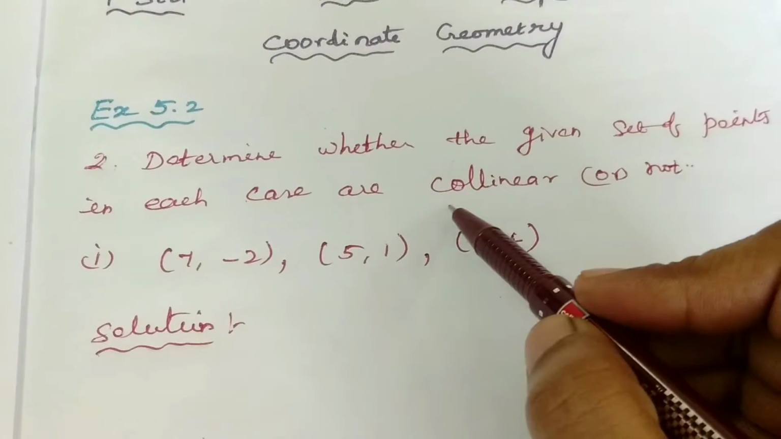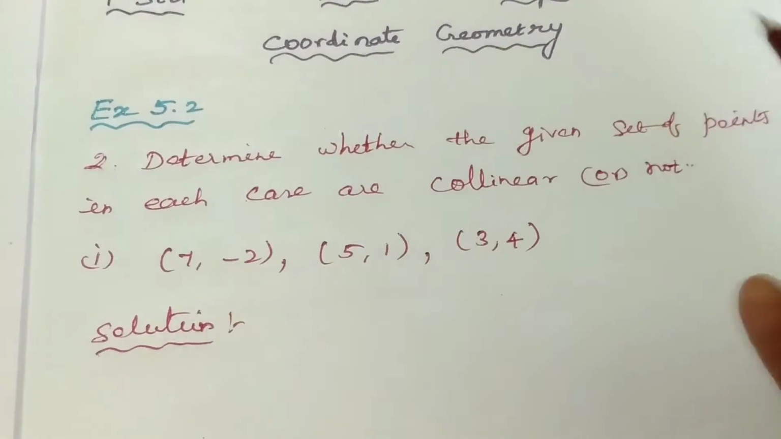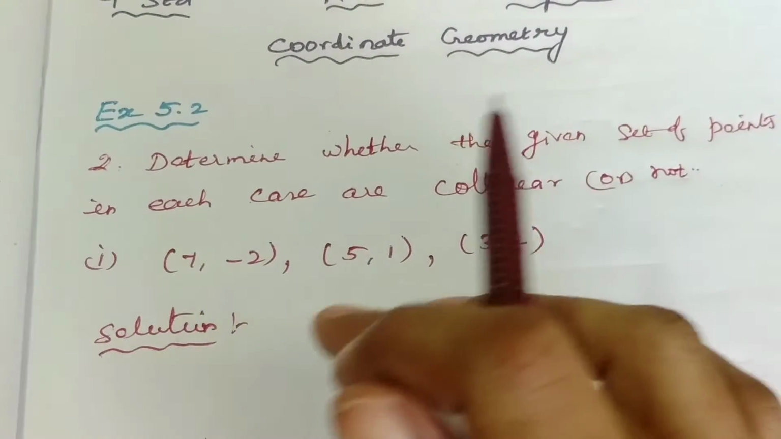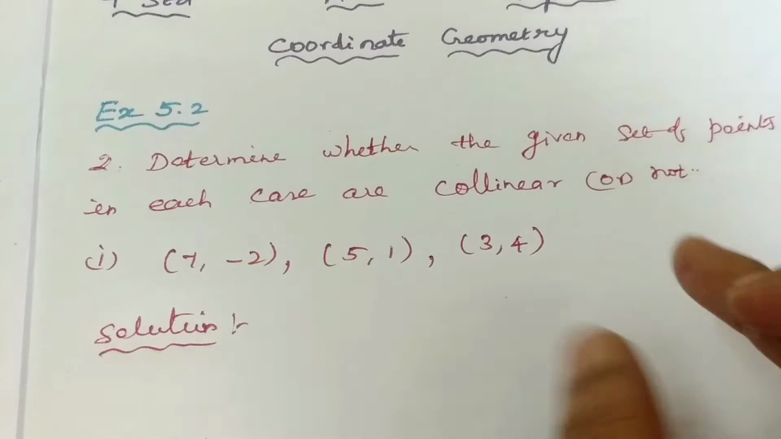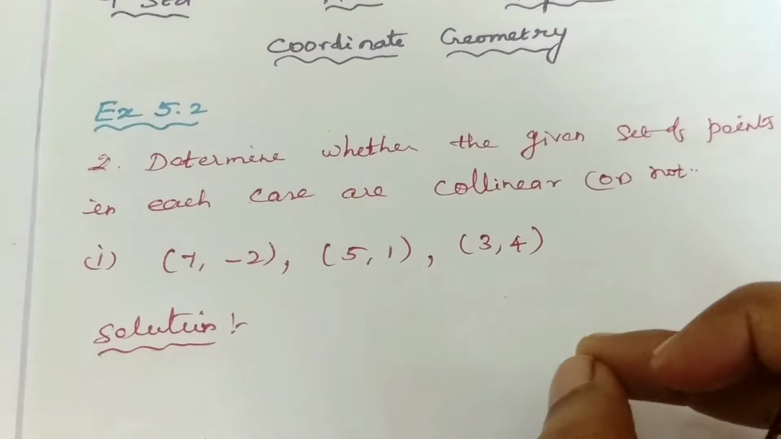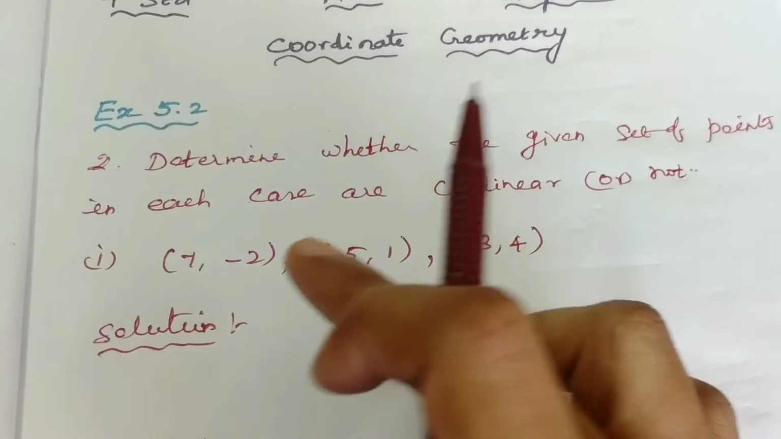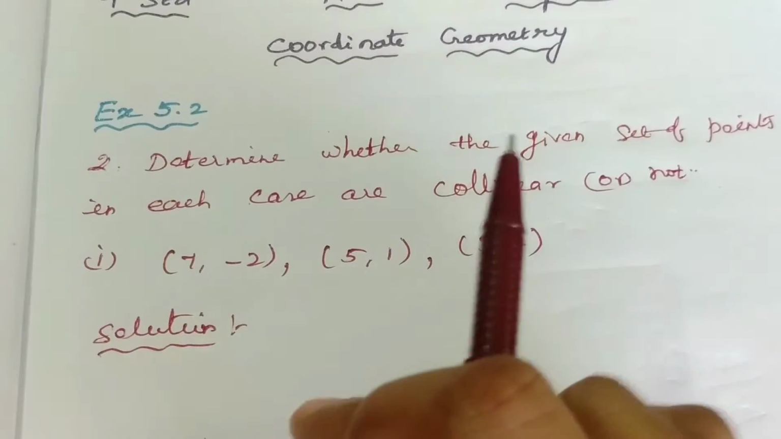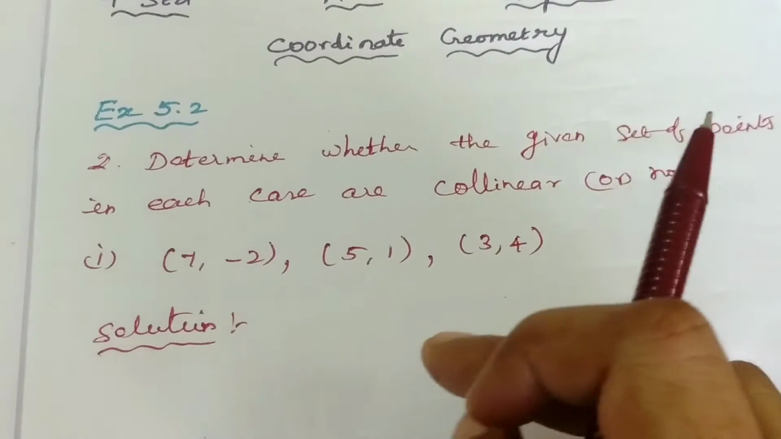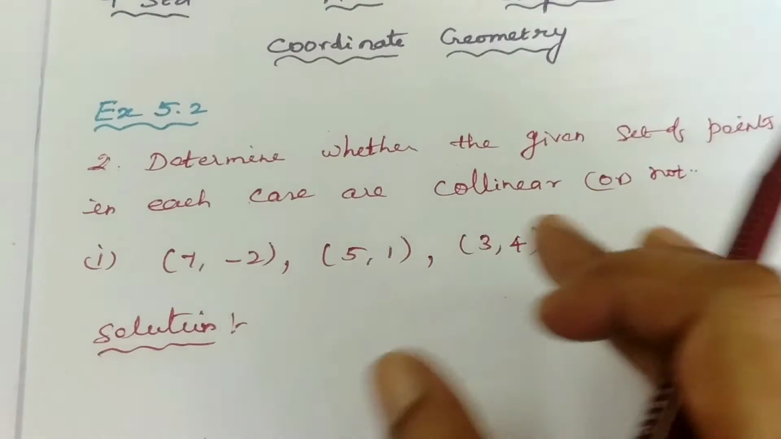What do you mean by collinear? Collinear means the given set of points lie on the same straight line. So those points are called collinear points. If we join these 3 points, it will be a straight line. So in that case, those points are called collinear points.